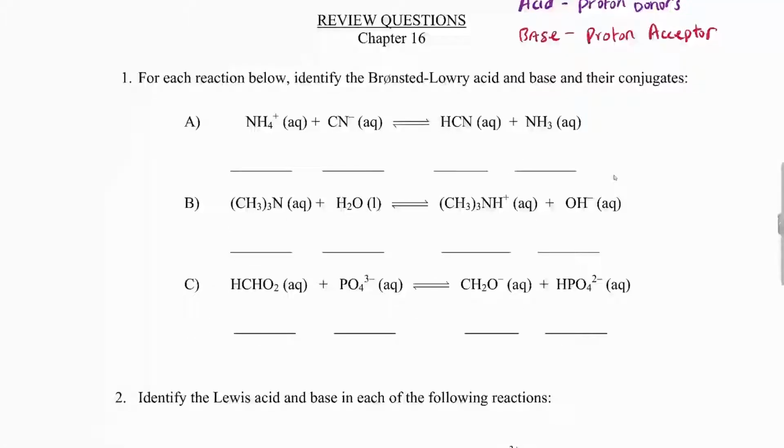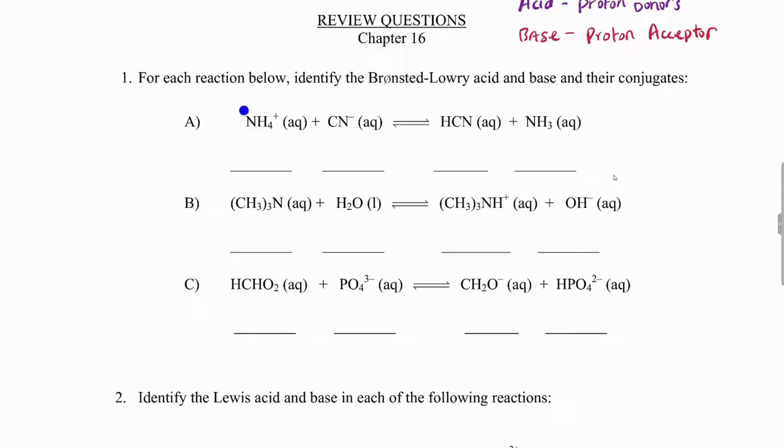So we're starting here. With A, let's look at the left side of the reaction: NH4+ plus cyanide, CN-, forms HCN and NH3. You should be pausing the video and taking a look at what is acting as a proton donor and what is acting as a proton acceptor. Pause the video and think about it.